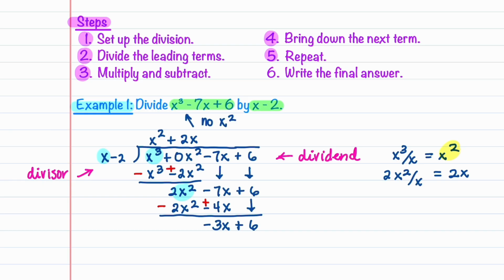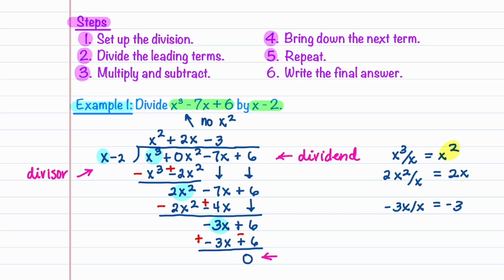Let's highlight our new leading term. That's a minus 3x. Over on the right, we have minus 3x divided by x, and that's minus 3. So we know we're going to multiply by minus 3. So we write that up at the top, minus 3. And then we're going to multiply x times minus 3, and we get a minus 3x. And then minus 2 times minus 3 gives us a plus 6. Now we're going to subtract. This becomes a plus and a minus, and we end up with a 0. The 0 is called our remainder.